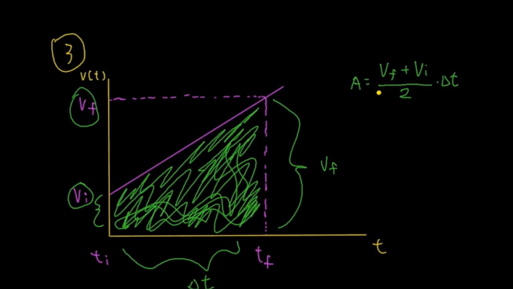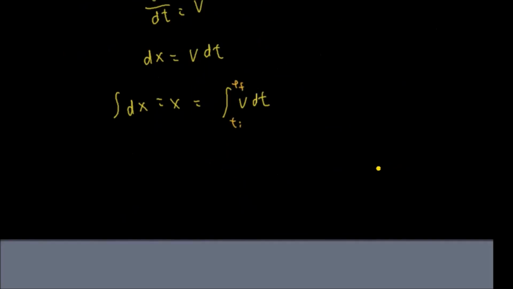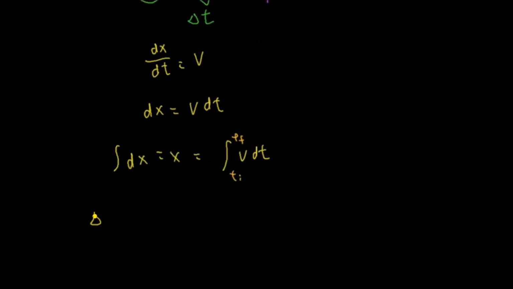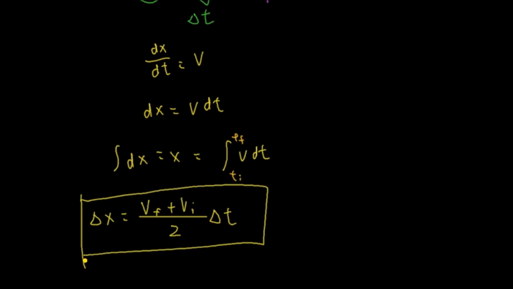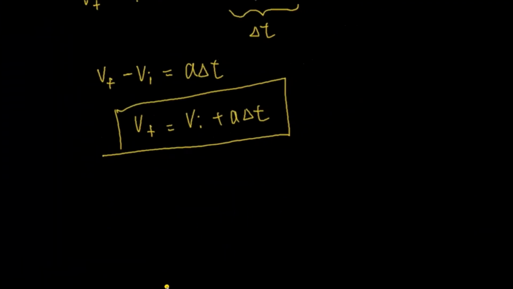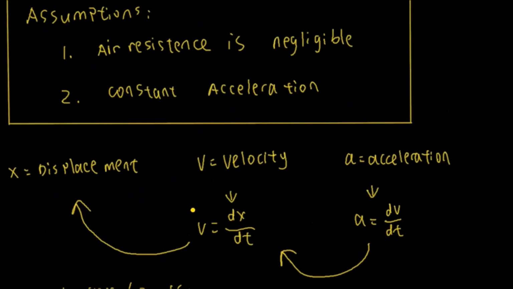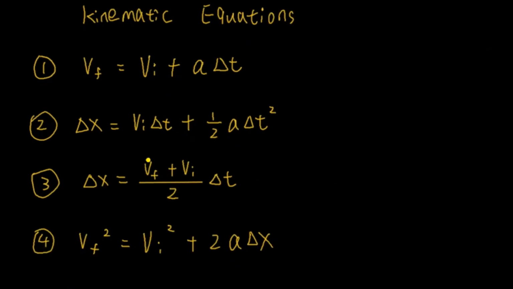So that's also the displacement. So I can always write this as the same thing here. So this will be delta x, change in displacement. So delta x is equal to V final plus V initial, all divided by 2 times delta t. So this is exactly the same as the third equation here that we tried to derive.